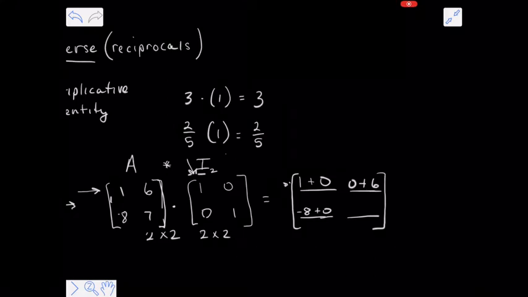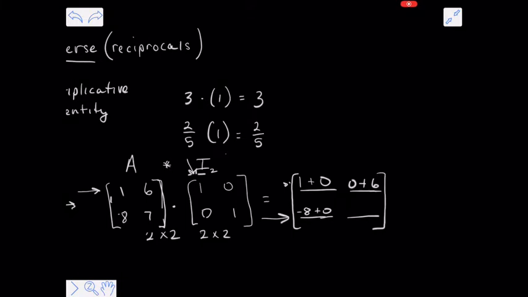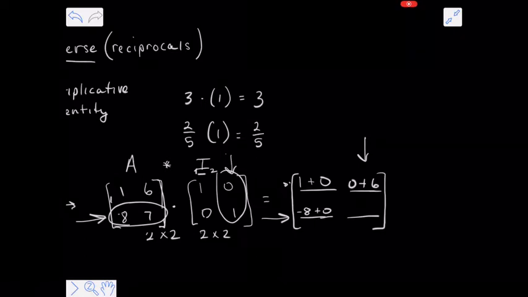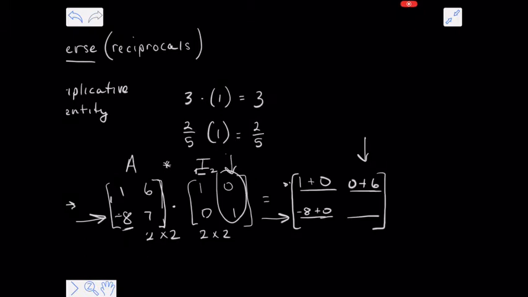Now that last entry over here, that's in row 2 and column 2, so I need row 2 and column 2. So I need this row 2 and I need that column 2, so I need the first entry multiplied. So first entry multiplied by the first entry, that's 0. And then I need the second entry multiplied by the second entry. 7 times 1 is 7.